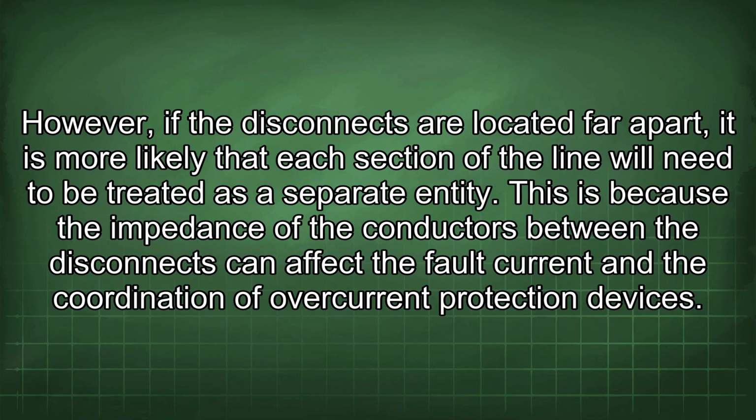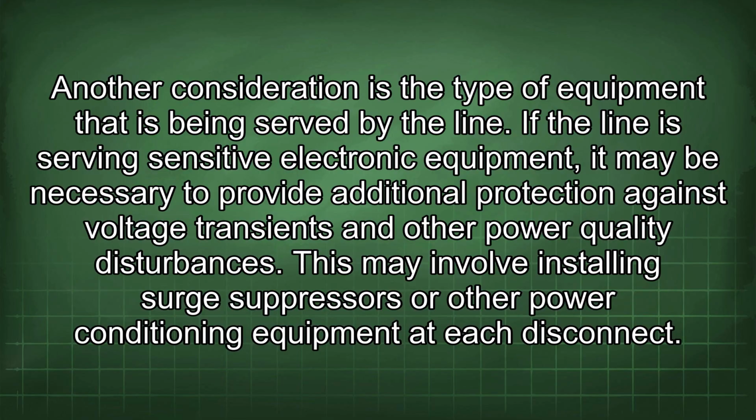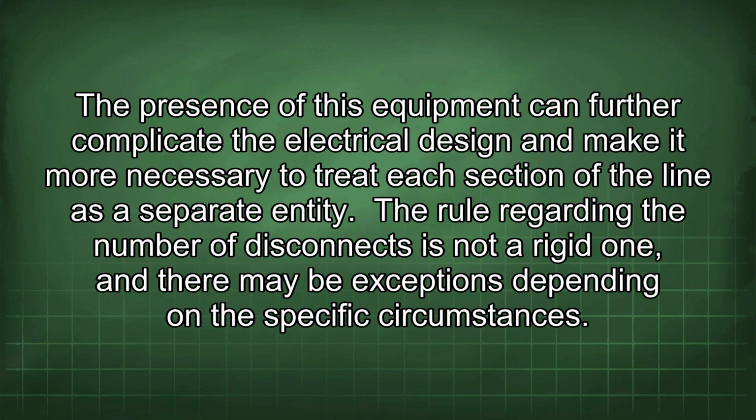overcurrent protection devices. Another consideration is the type of equipment that is being served by the line. If the line is serving sensitive electronic equipment, it may be necessary to provide additional protection against voltage transients and other power quality disturbances. This may involve installing surge suppressors or other power conditioning equipment at each disconnect. The presence of this equipment can further complicate the electrical design and make it more necessary to treat each section of the line as a separate entity.